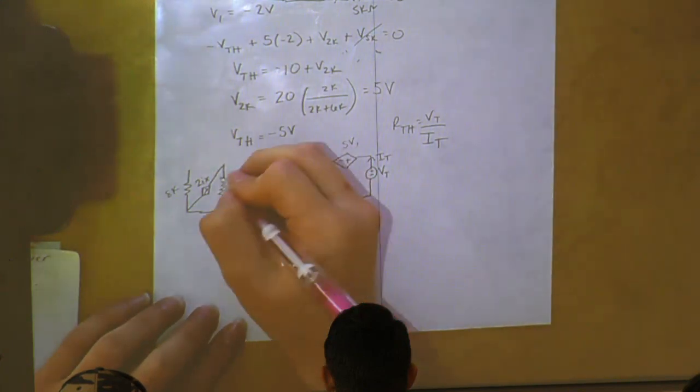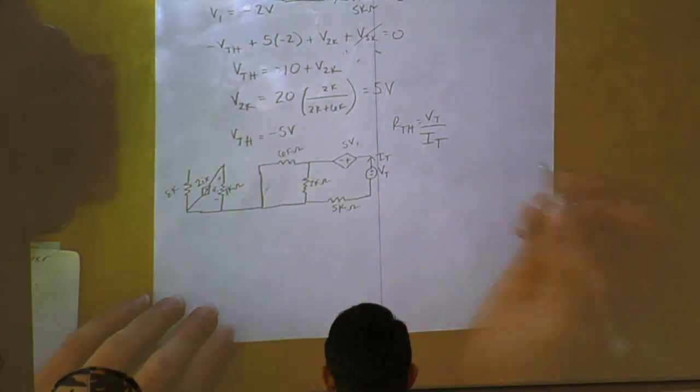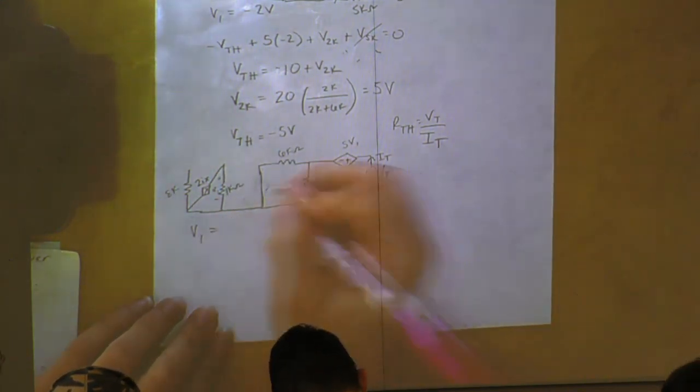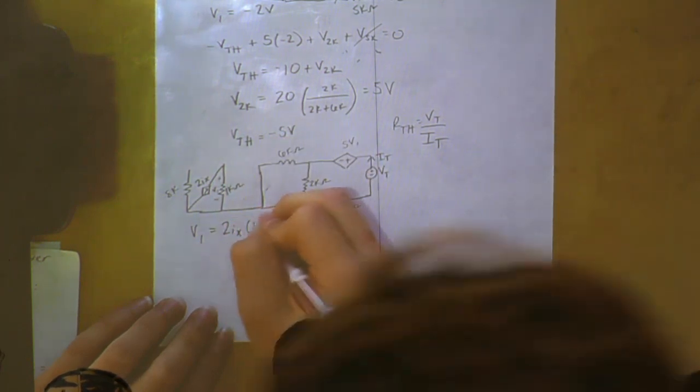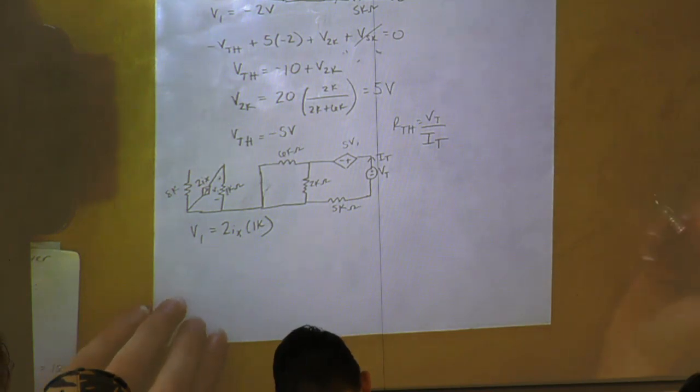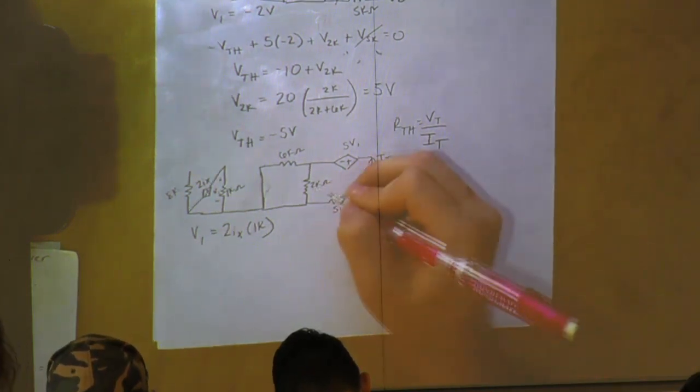So let's go ahead and find our V1 of this circuit. Our V1 is going to be positive 2Ix times 1K. And our Ix is right here.